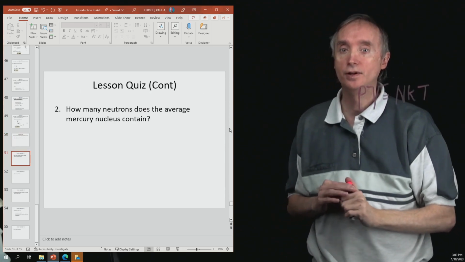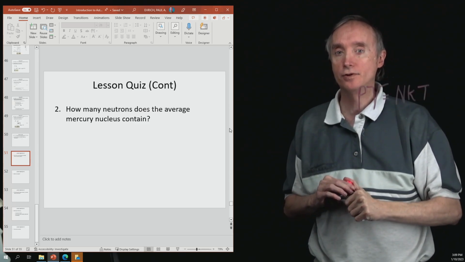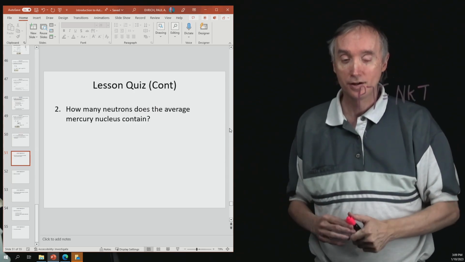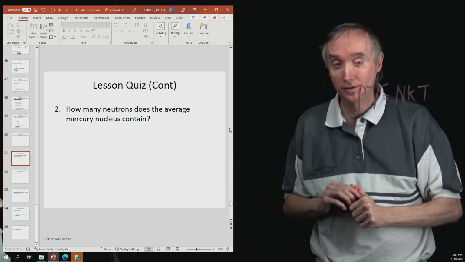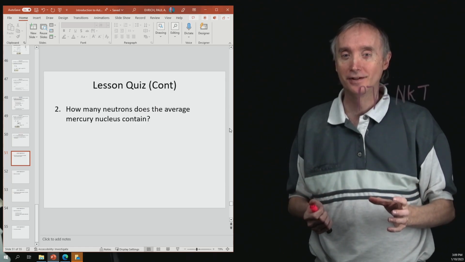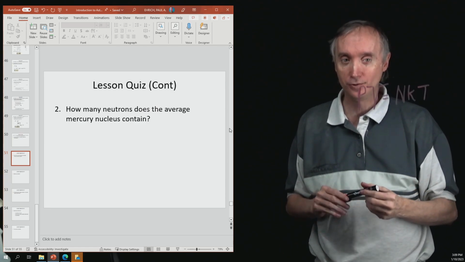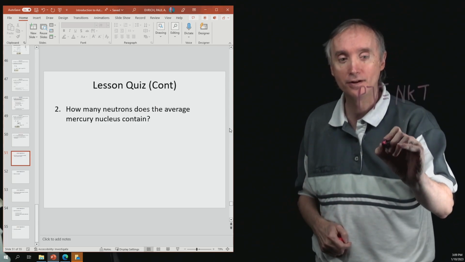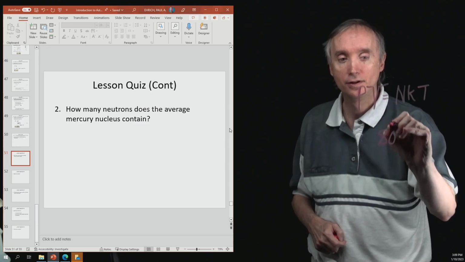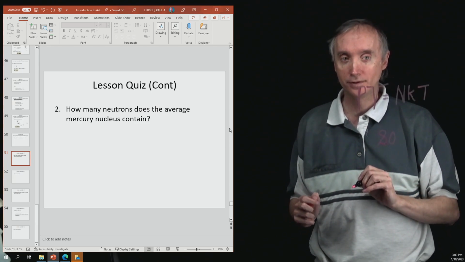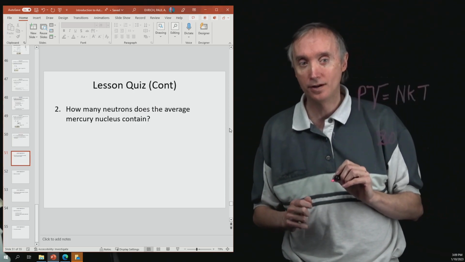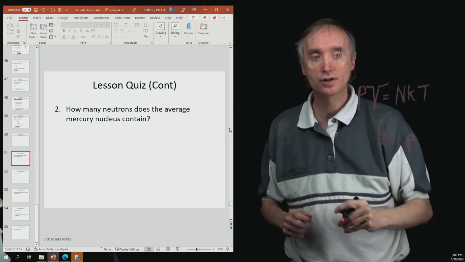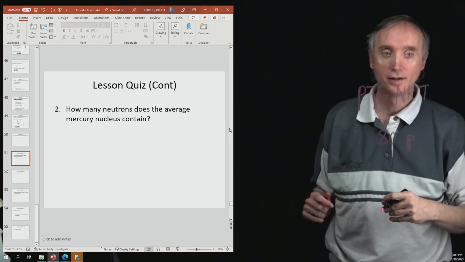Okay, question number 2, how many neutrons does the average mercury nucleus contain? I don't know. So you have to get out your periodic table. If you look up mercury, which is Hg, it turns out that it has an atomic number of 80. So what did the atomic number mean? It meant that that was the number of protons. So it's going to have 80 protons. Can you see that?